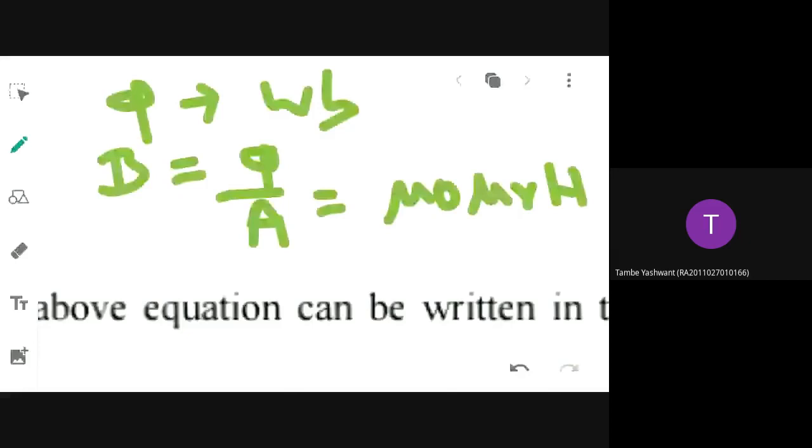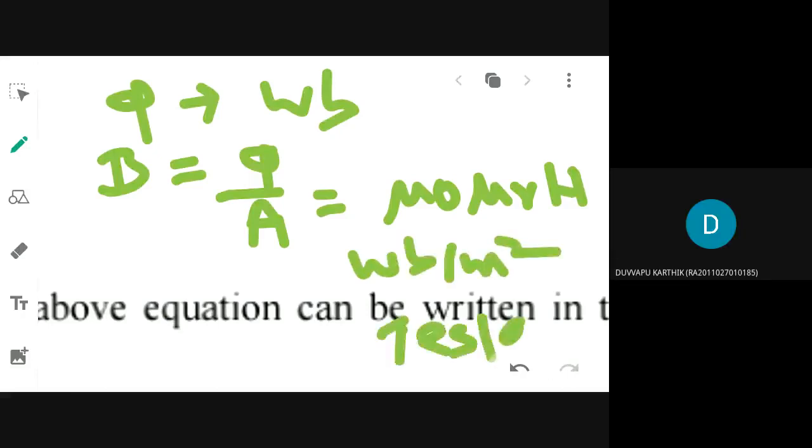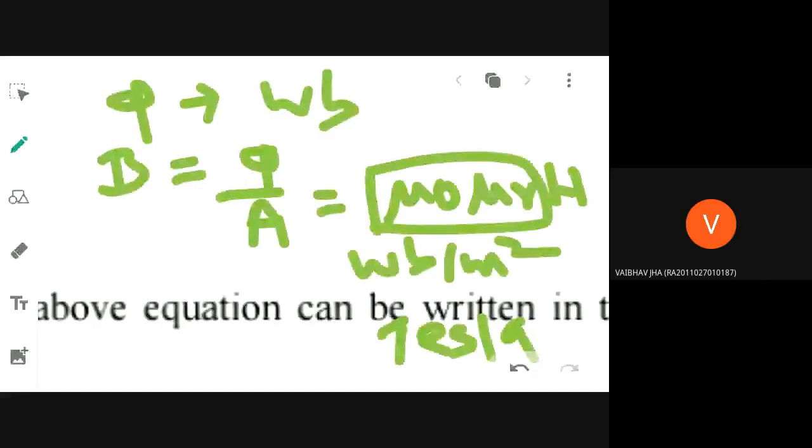Tesla. Unit: Weber per meter squared, or Tesla. Are you all taking down the formula or not? Yes, ma'am. What is this equivalent to? Mu naught mu r. Okay, what will be... sorry, mu.